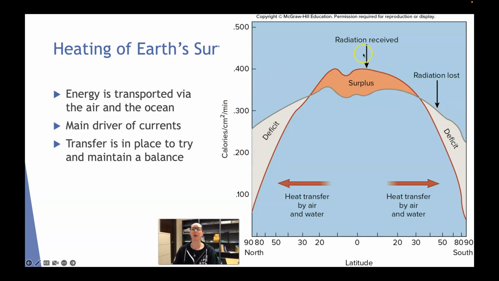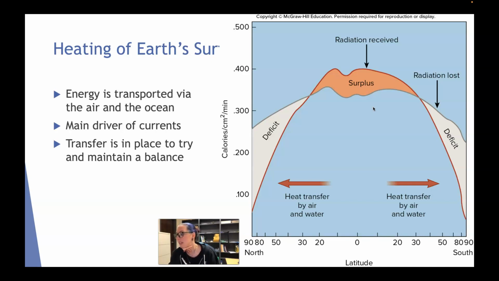So we can see that we have a surplus of energy near the equator and a deficit of energy near the polar regions, with a little bit of a sweet spot kind of in the middle latitudes, which is right about where we are located, by the way. So again, the planet is always trying to maintain balance. And so we have this transfer of energy through the oceans and through the air in order to help divvy up this excess energy that exists near the equator.